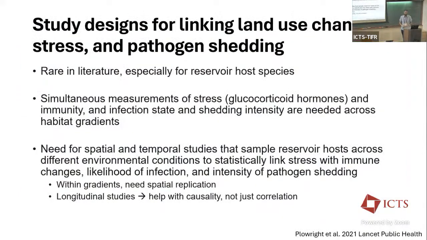So I'll leave it here. We just need more of this. We need more of this research to really try to make these connections because it's pretty rare in the literature. Ideally, we want good, well spatially replicated studies and longitudinal studies. Those are the ideal condition because longitudinal studies can really help us understand the causality, right? Is the pathogen a stressor, or is stress causing an increase in the pathogen?